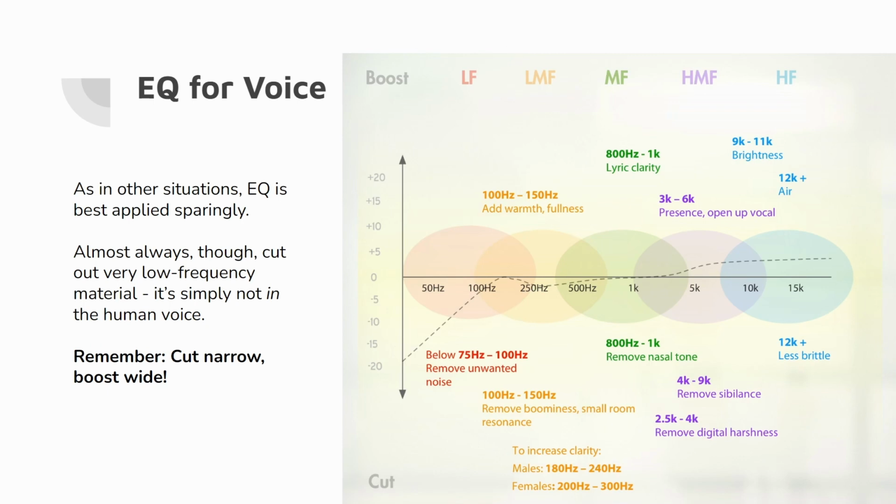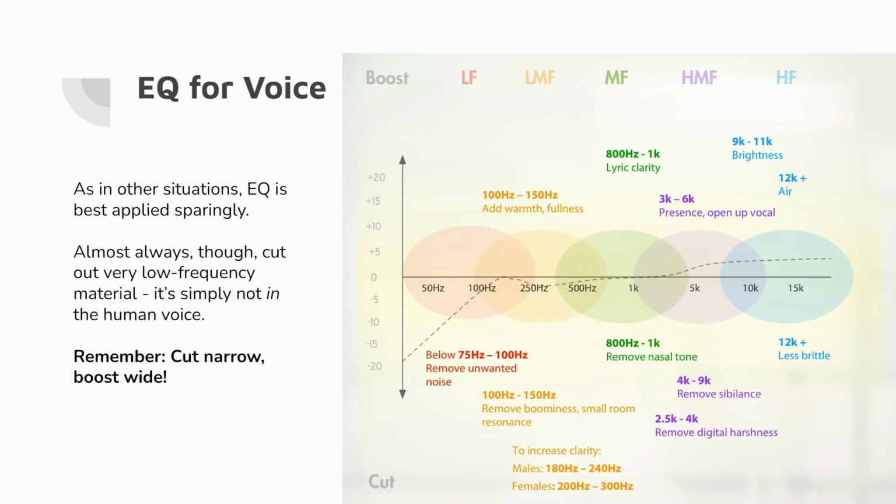So this is a chart here that I shamelessly stole about some of the frequency ranges in the human voice and what this might be connected to. Down in the bottom, if we want to add some warmth and fullness to this voice, there's the frequency range we might give a little gentle boost to. But if there's boominess or small room resonance, might cut in that area.